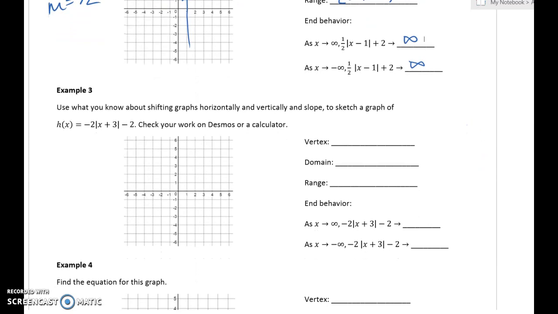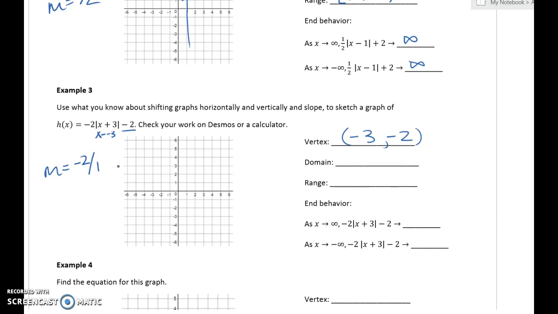Okay, so here, somewhat similar. So the vertex, since this is x minus negative 3, our vertex will be negative 3 and then negative 2. So our slope in this case is negative 2 over 1. So when we had a positive slope, it went upwards. Now that it's negative, it'll go downwards, similar to parabolas and how they work as well.